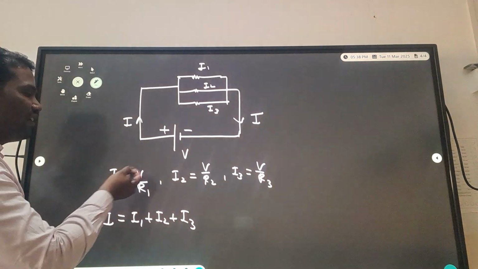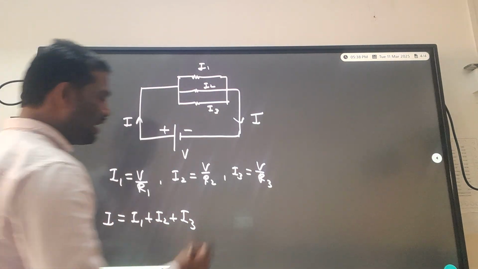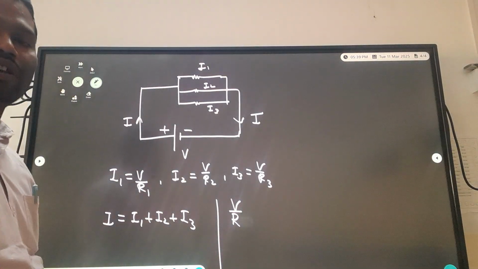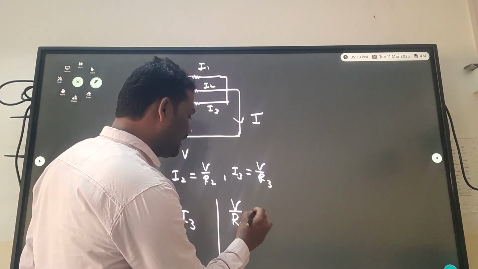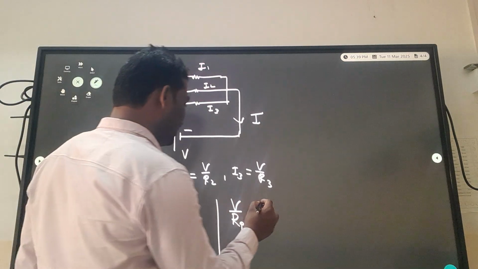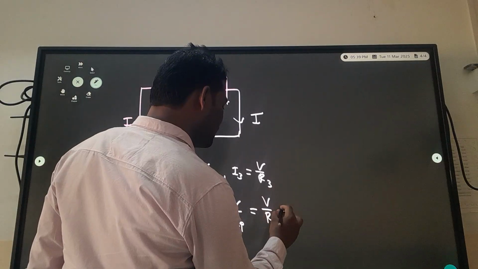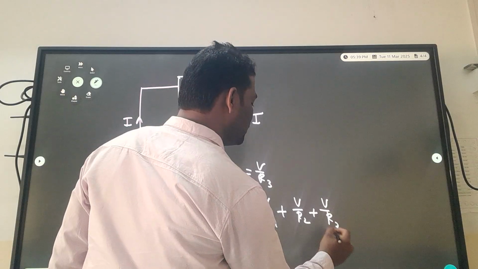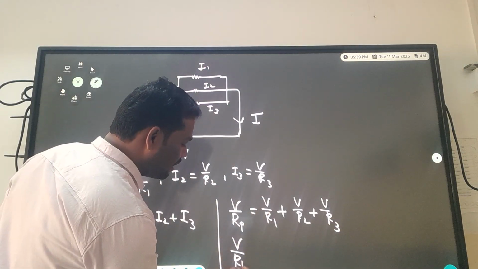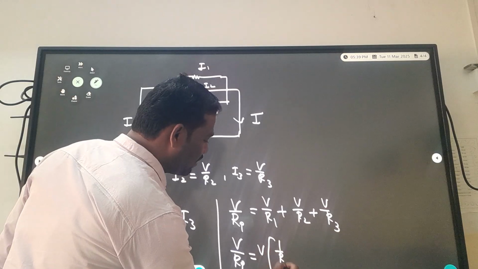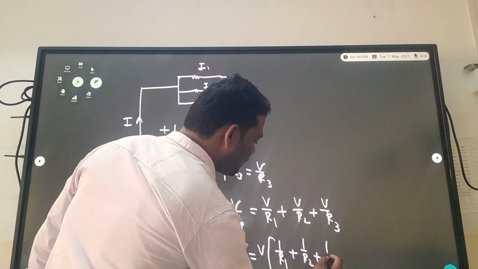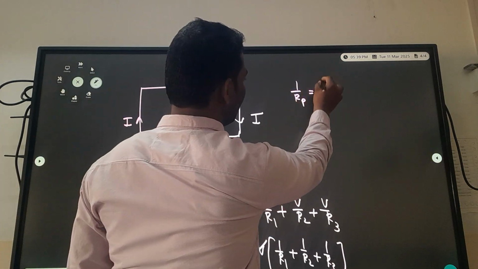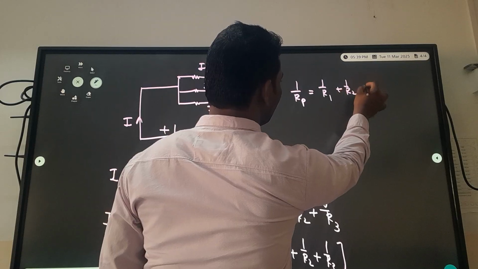So we will put the values of I1, I2, I3 from these expressions, and we can write I is equal to V divided by Rp, as the three resistors are connected in parallel combination. I1 is V divided by R1, then I2 is V divided by R2, I3 is V divided by R3. Then we take V common, V divided by Rp is V times 1 by R1 plus 1 by R2 plus 1 by R3. Here V and V get cancelled. We get the formula 1 upon Rp is equal to 1 by R1 plus 1 by R2 plus 1 by R3.